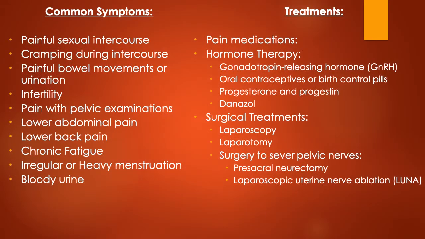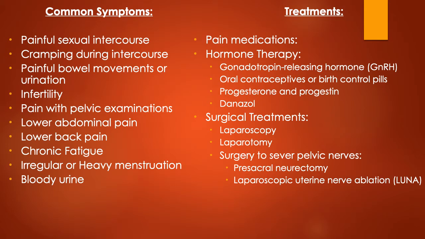All right, let's talk a little bit about the common symptoms for endometriosis. There's cramping during intercourse, very painful bowel movements or urination, infertility, lower back pain and abdominal pain, and of course the other symptoms that we talked about, like irregular or heavy menstruation.